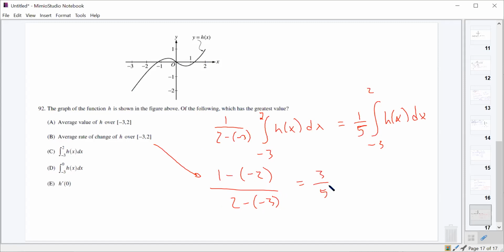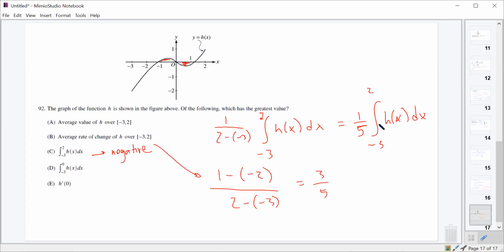Okay. Next thing is C, the integral from -3 to 2 of h of x. That's just the area between the x-axis and the curve. Now we're just going to ballpark it here. This and this look like they about cancel each other out. Positive and then a negative, those are about 0. Would you all agree with that? And then we can see that this negative area down here is definitely larger than this positive area. So this integral is definitely going to come out to be a negative.